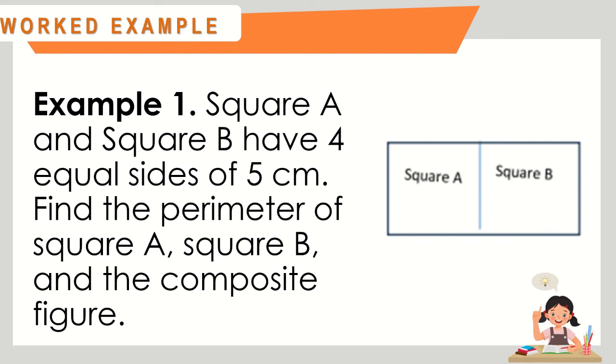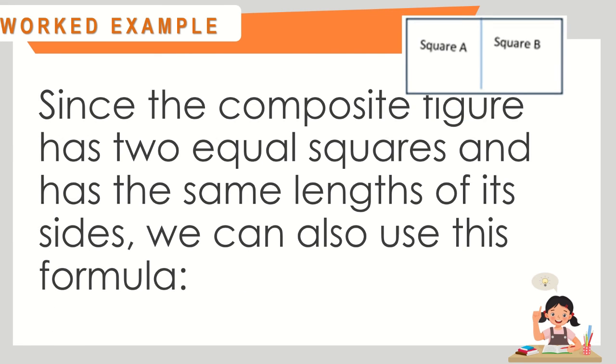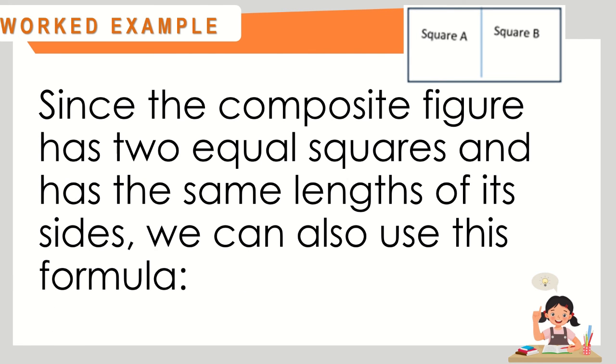For the worked example, example 1. Square A and square B have 4 equal sides of 5 cm. Find the perimeter of square A, square B, and the composite figure. Since the composite figure has two equal squares and has the same lengths of each side, we can also use this formula.